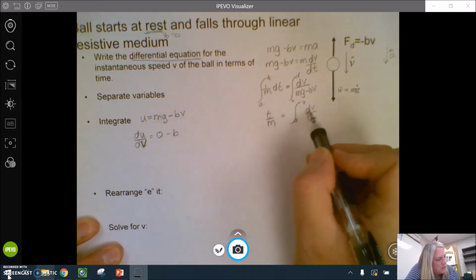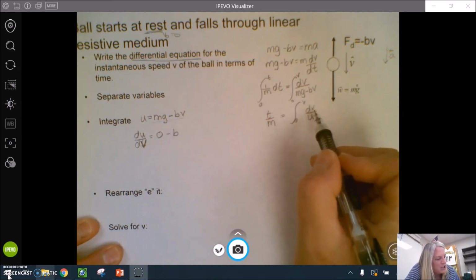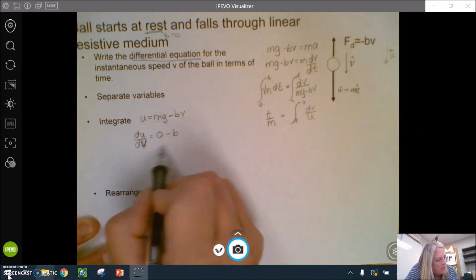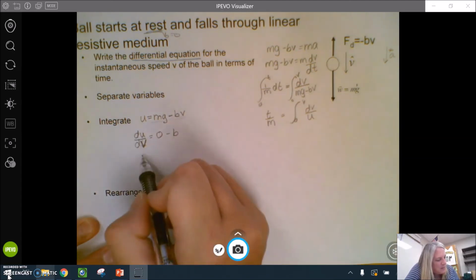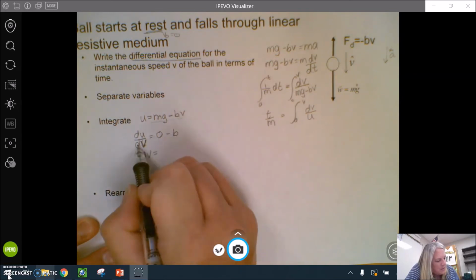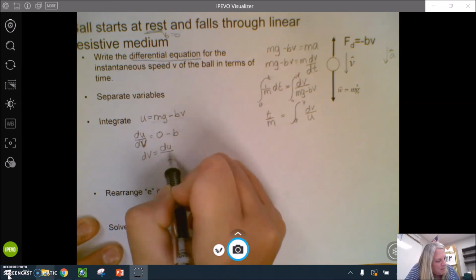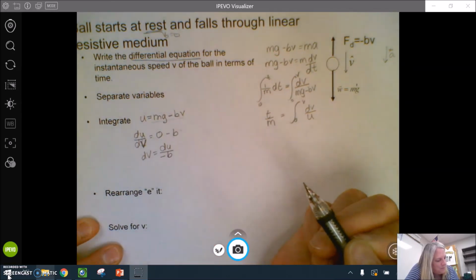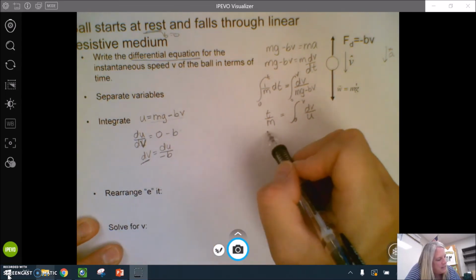And so what I want to do is get rid of this dv, so I have this in terms of u. So I'm going to solve this for dv, so I can substitute it in here. That means that dv is equal to, I just bring that down and bring that up, du over negative b. Okay, so I'm going to take this and plug it in here.